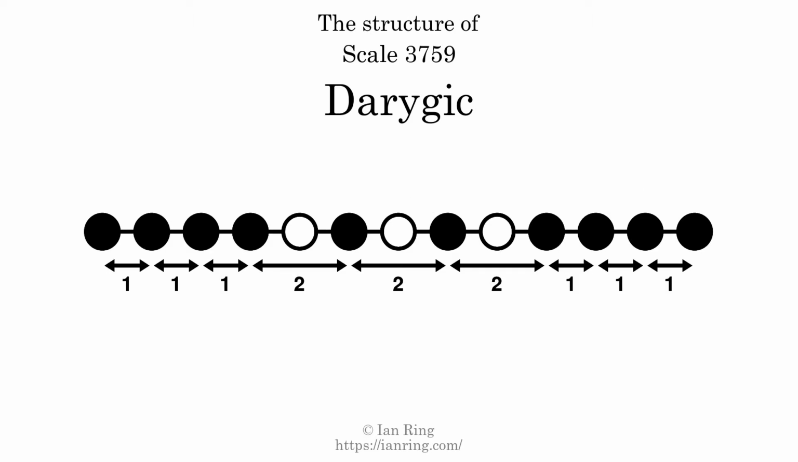The structure of a scale is a description of the interval distance between each successive tone. This scale has a structure of 1 1 1 2 2 2 1 1 1.